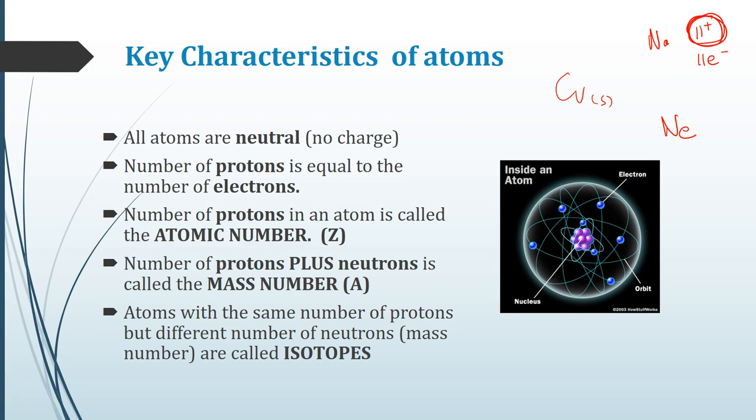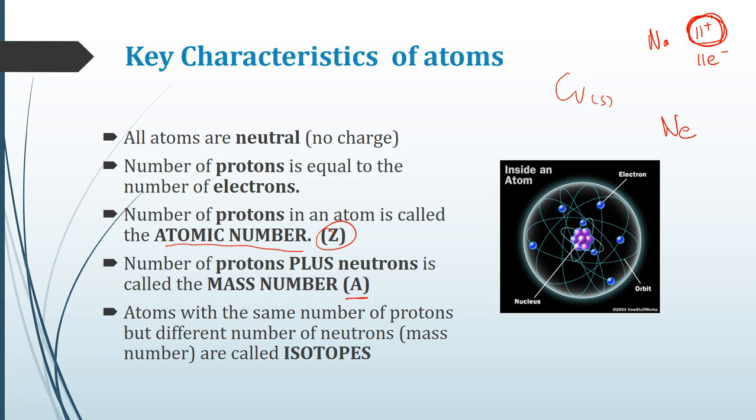So if I added another proton to sodium, I'd end up with 12 protons, which would be magnesium. We wouldn't have sodium at all anymore. It would actually be magnesium. So the number of protons is critical, and that is called our atomic number, and it's given the symbol Z. The number of protons plus neutrons, so the total number of nucleons, is our mass number, and somewhat confusingly is given the symbol A.